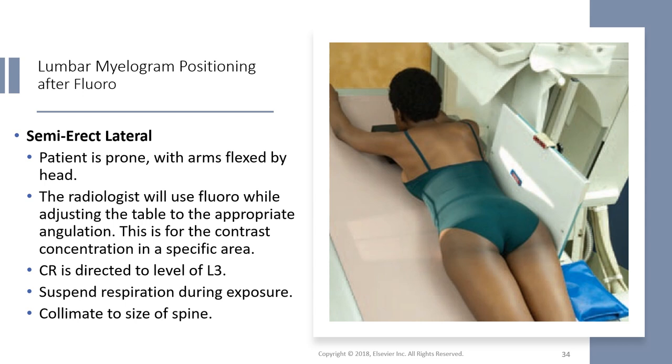The patient is prone with the arms flexed above the head or by the head. The radiologist will use fluoro while adjusting the table to the appropriate angulation. The contrast concentration will be placed in a specific area, which can be visualized on your film, on your IR. The central ray is directed at the level of L3. Suspend respiration during exposure. Collimate to the size of the spine.